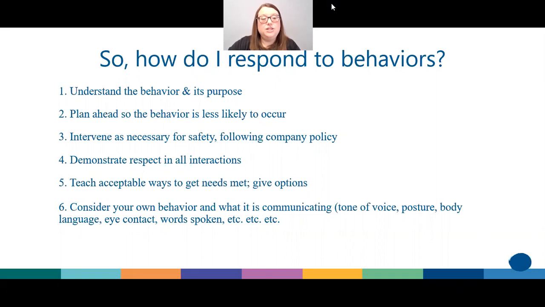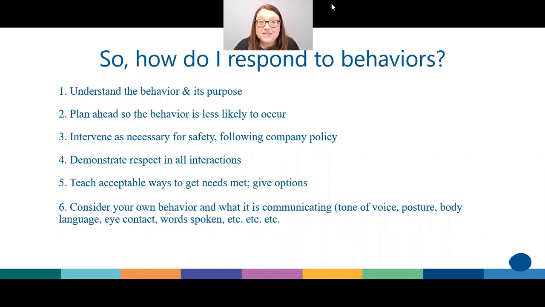Number 5 is to teach acceptable ways to get needs met, as well as giving options. Maybe we just need to inform one of our residents on how they can get that need met. How can they request something that they would like to eat for dinner? How can they get in contact with their family members? So teach them the ways in which they can get those needs met. That will help them to have a sense of control over themselves and over their lives and over their situation, as well as giving options.